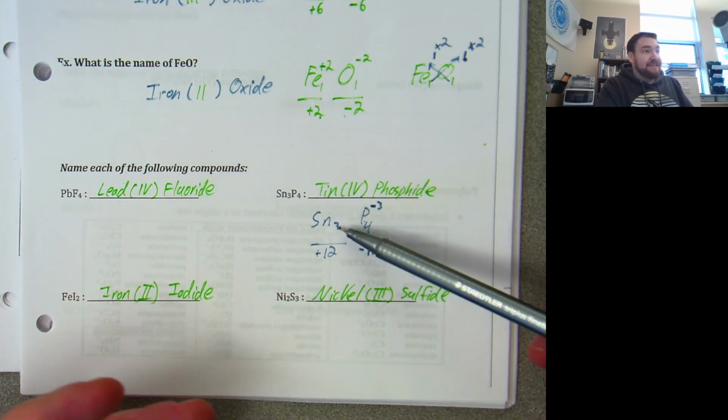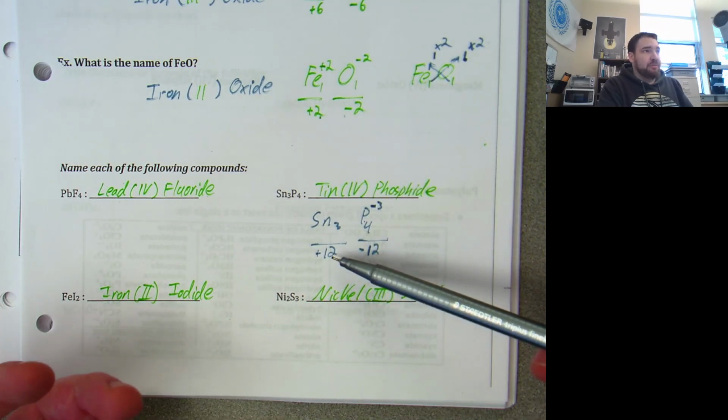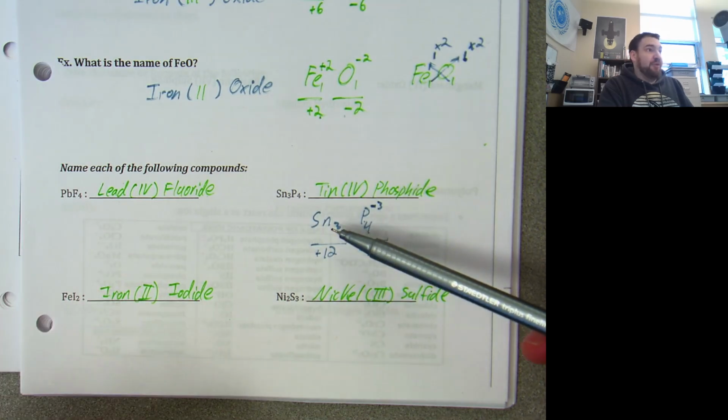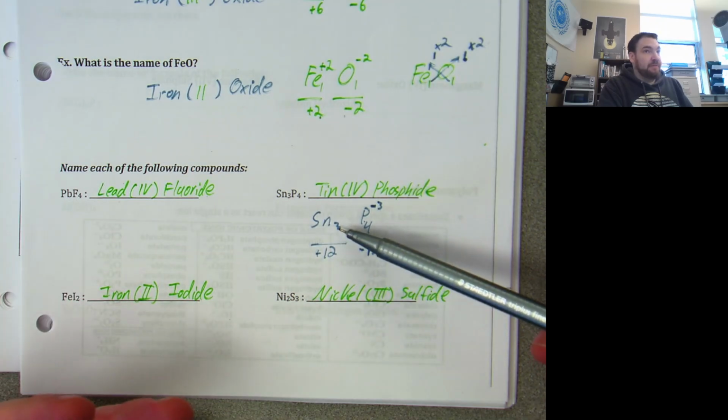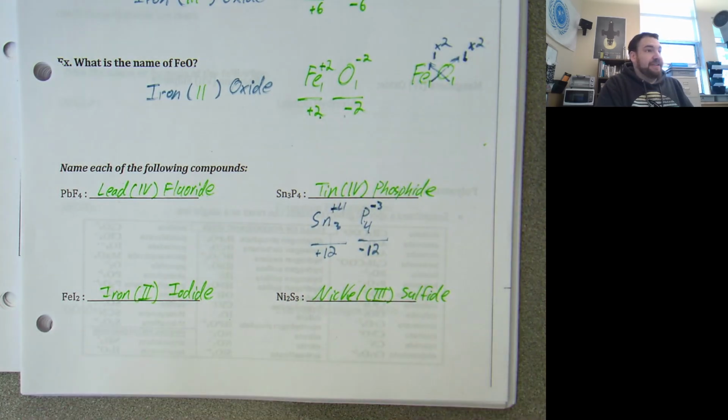So if 3 tins are bringing +12 charge, each tin has to be bringing what? What's 12 divided by 3? 4. It's 4. So then the +4 has to be the charge on tin. And so those are the bottom two, iron 2 iodide and nickel 3 sulfide. Questions, comments, concerns on any of those?